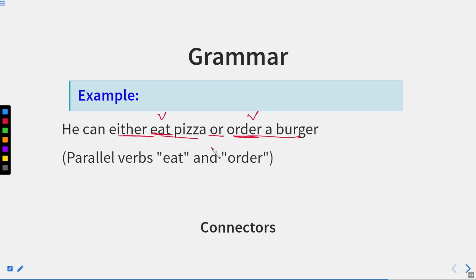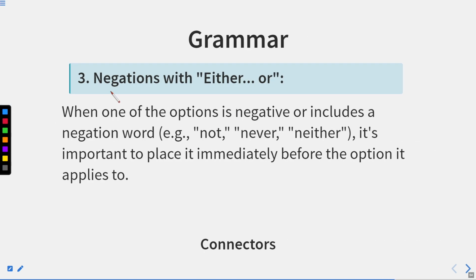We cannot say he can either eat pizza or a burger. There the sentence will be changed, or that will be incorrect. There should be a structure change.